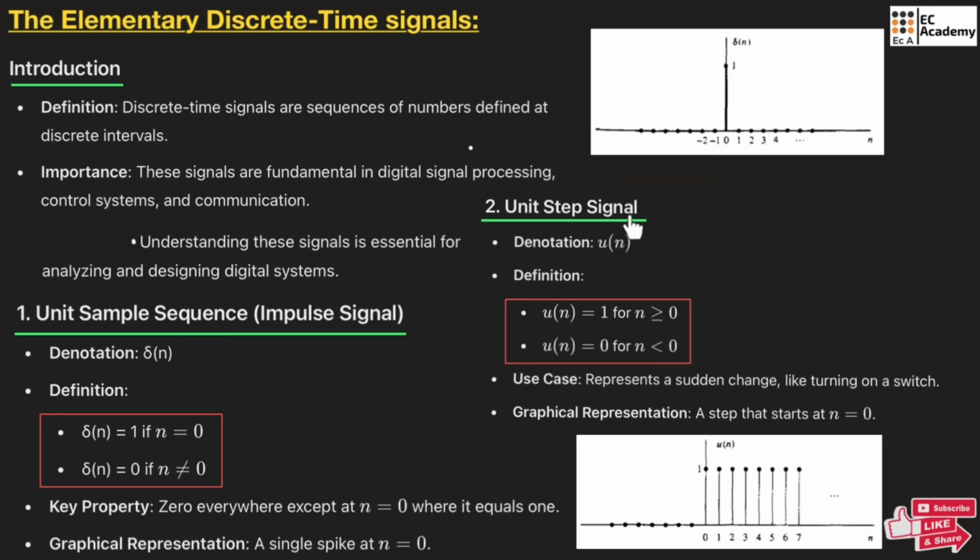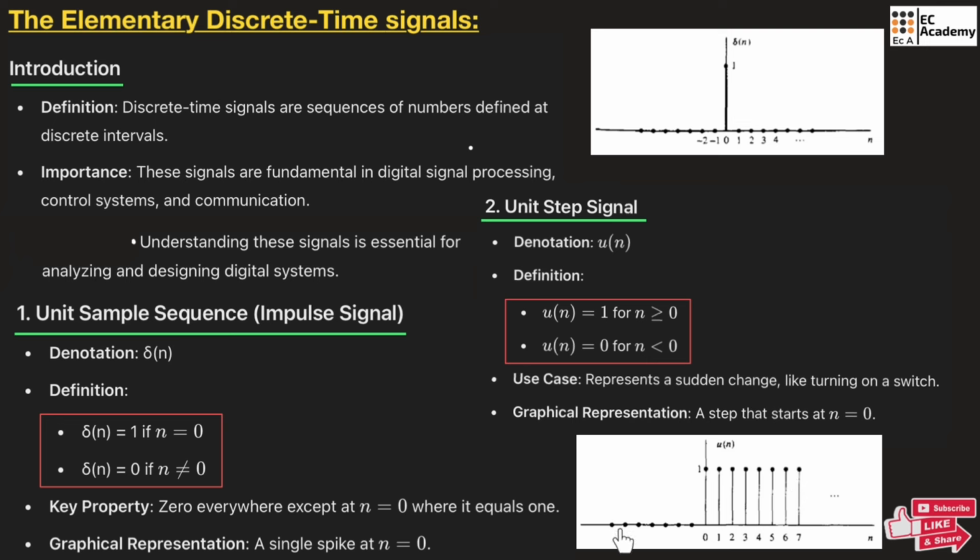Now, let us understand the unit step signal. This unit step signal can be represented as u of n. We can define this signal as u of n is equal to 1 for n greater than or equal to 0, and u of n is equal to 0 for n less than 0. So, from this we understood that this signal will be available for n greater than or equal to 0 with the value 1, and for n less than 0, the signal will be 0, as you can observe in this diagram. Here, for n less than 0, the signal has the value 0, and for n equal to 0 and greater than 0, the signal has the amplitude 1.